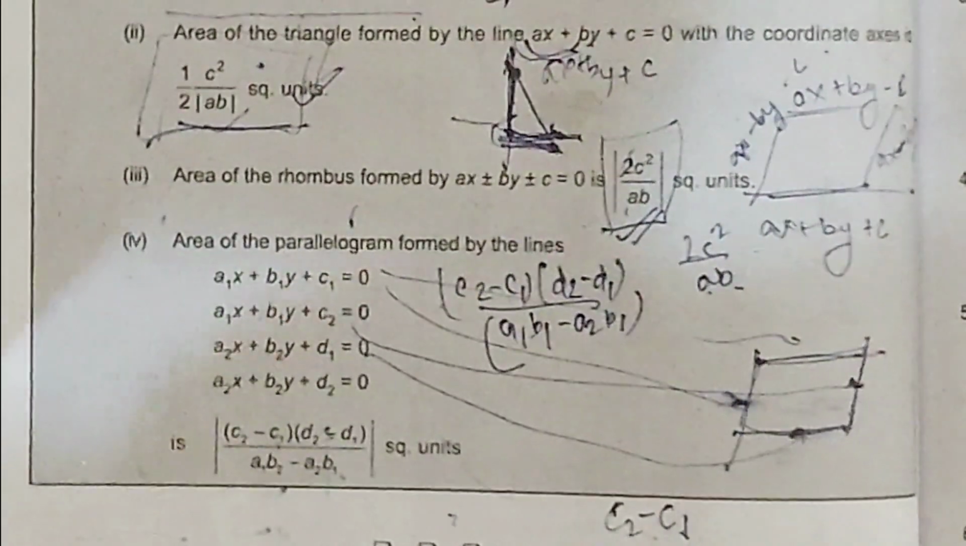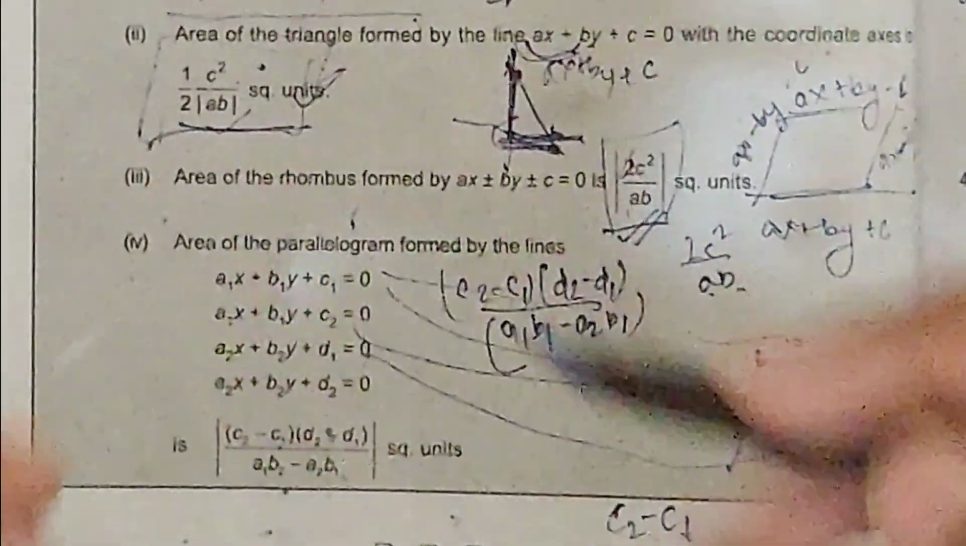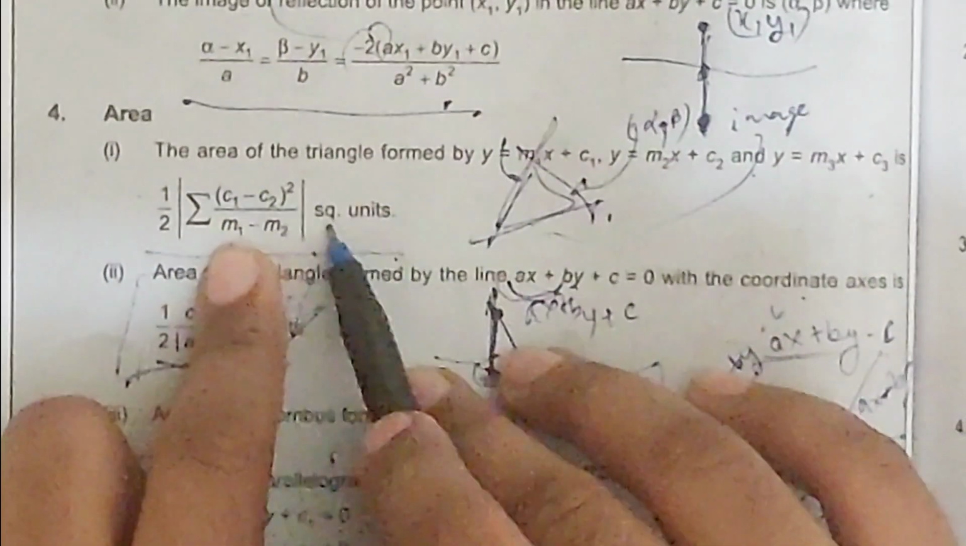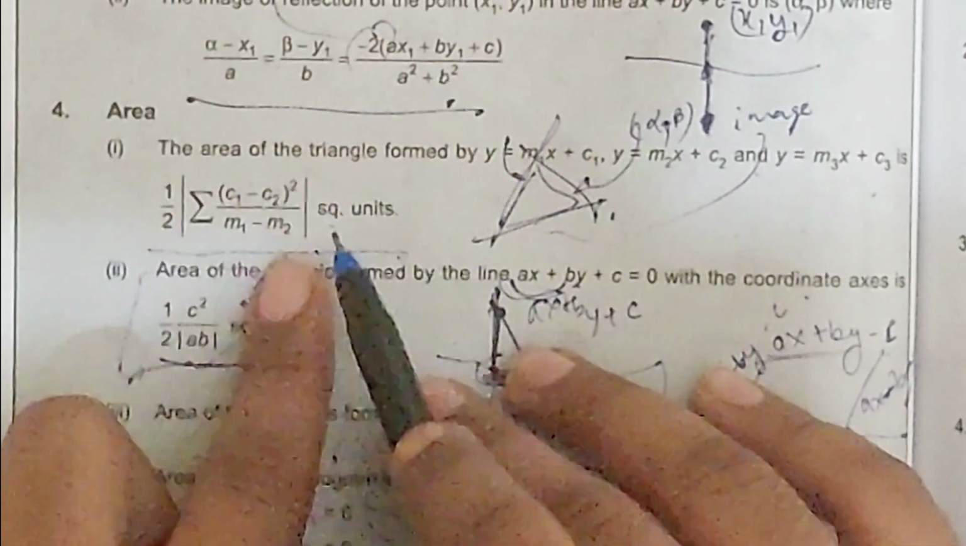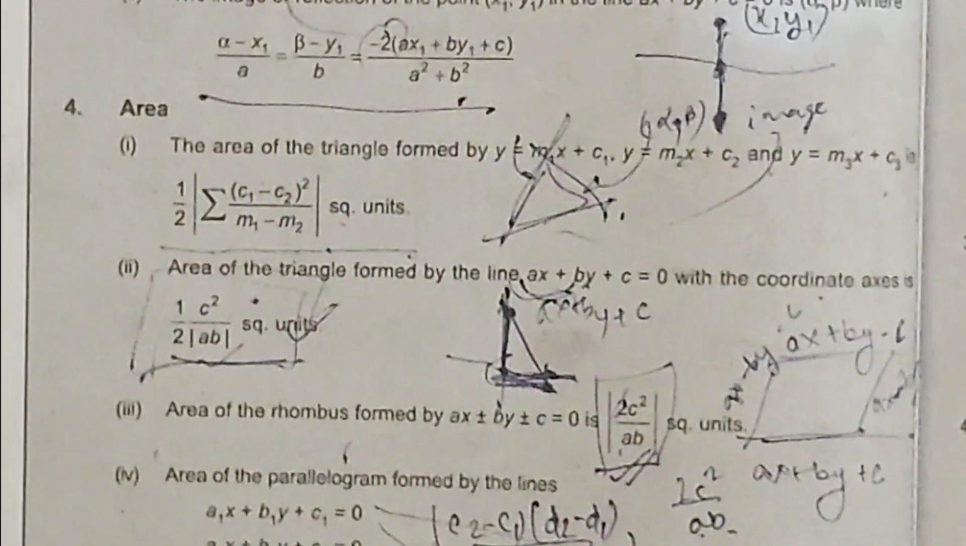Simple. You are just taught to find the area, and this equation came from the determinant. You would have studied that in NCERT. It's the same. So here we are ending. Thank you.